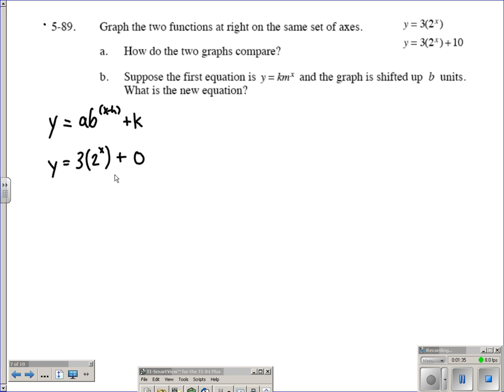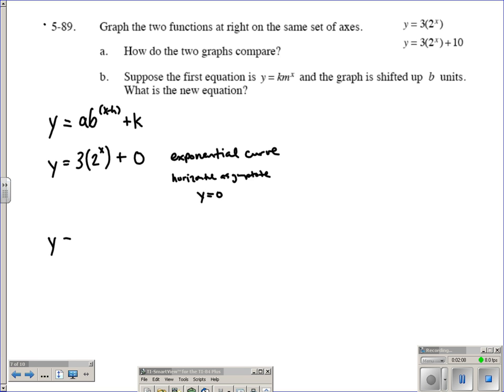So what we have here, when we graph it, it should be an exponential curve that's going upward, and we should have a horizontal asymptote where our y value equals 0, because remember, our k affects our horizontal asymptote.